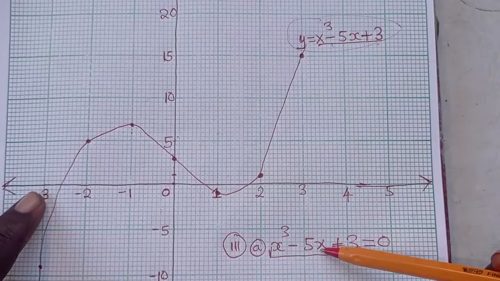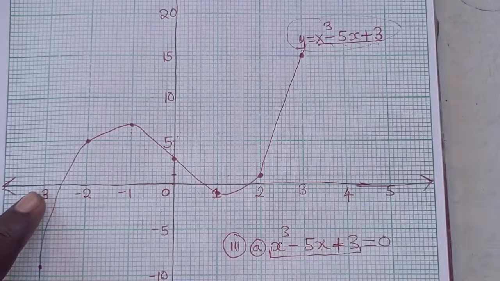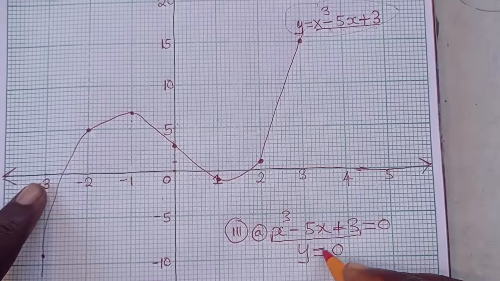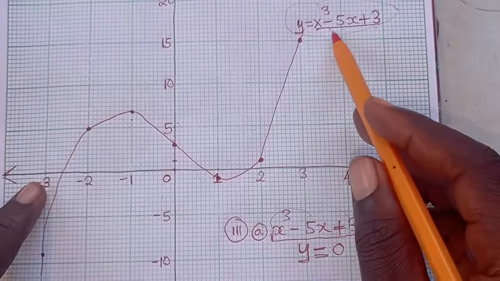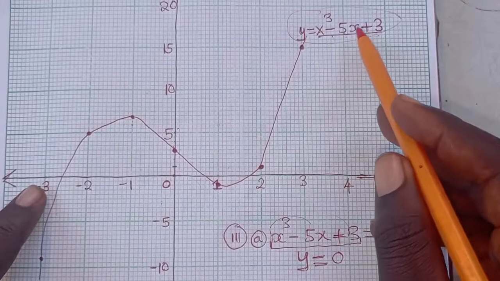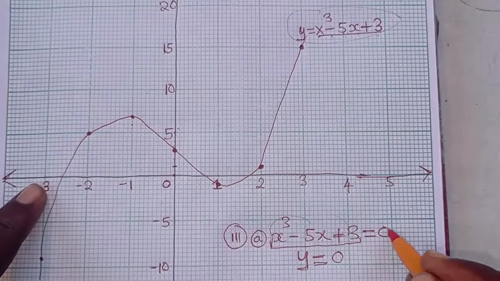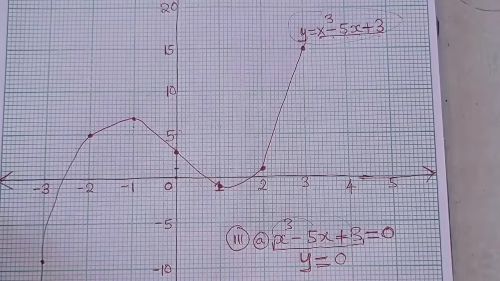This and that are just the same. This is equal to y. Have you seen y is equal to that? Meaning even this one is y is equal to 0. This is what I'm going to do, because this whole thing is y. There we said y is equal to that. So whenever I see that is y, then I say equal to what? 0. y is equal to 0 is the x-axis.